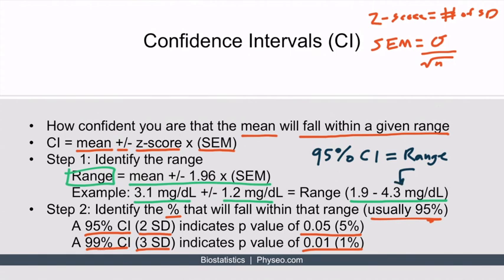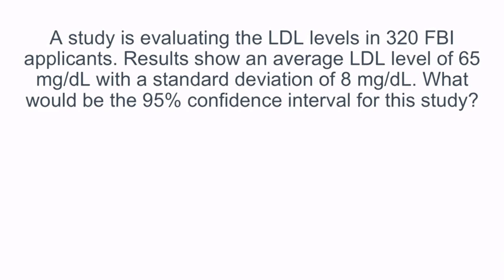Now let's do a question to apply this. A study is evaluating the LDL levels in 320 FBI applicants. Results show an average LDL level of 65 with a standard deviation of 8 milligrams per deciliter. What would be the 95% confidence interval for this study?